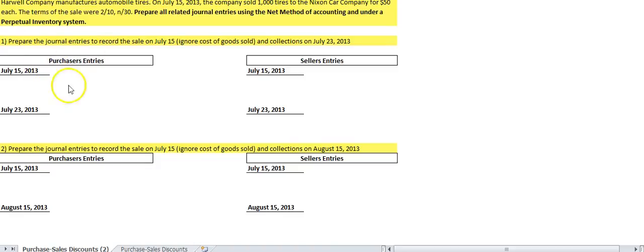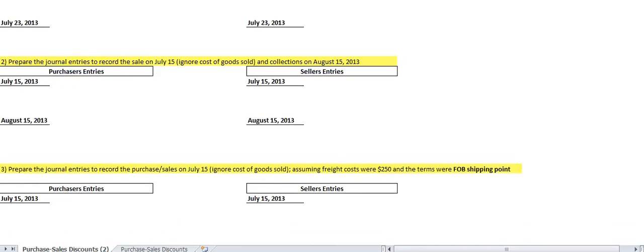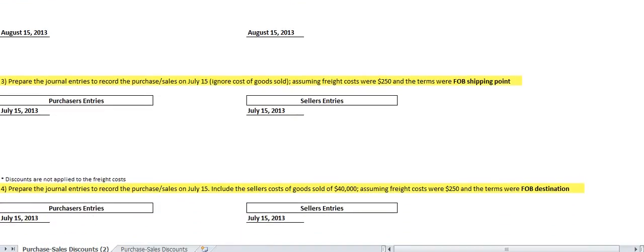In the first one, we're going to see when the purchaser pays the invoice on time and so takes advantage of the discount. In the second one, we're going to see a case where the purchaser does not pay the invoice within the 10 days, as you can see here, and therefore forfeits its discount, and we'll see how they book that, and also from the seller standpoint. We'll also do a couple with freight, just so that you can see how the freight is booked, both shipping point and destination.